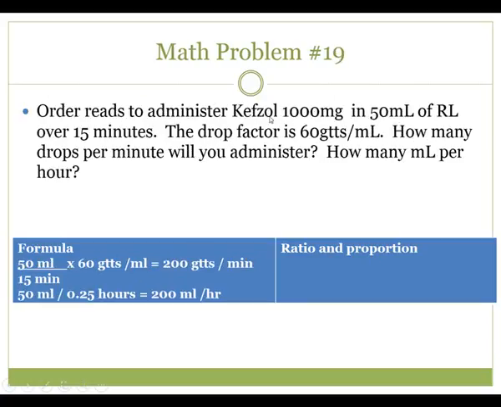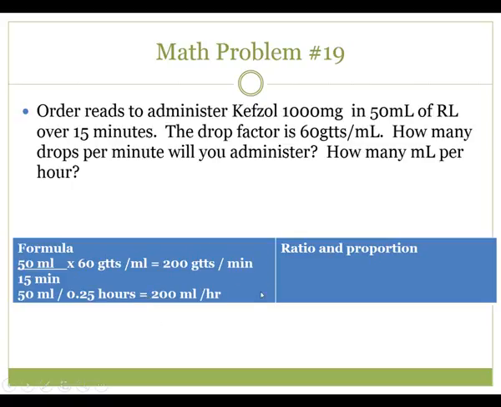The order reads cefazolin 1,000 milligrams in 50 mils in 15 minutes. Drop factor 60. How many drops per minute? How many mils per hour? 50 mils is what we're infusing over 15 minutes, our time, times 60 drops per mil gives you 200 drops per minute. For mils per hour, 50 mils over a quarter of an hour, which is 0.25 hours. Do the math. It's 200 mils per hour.